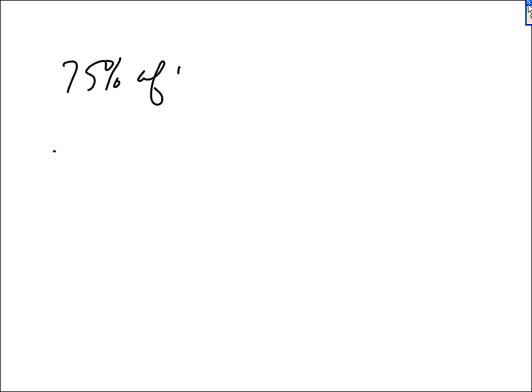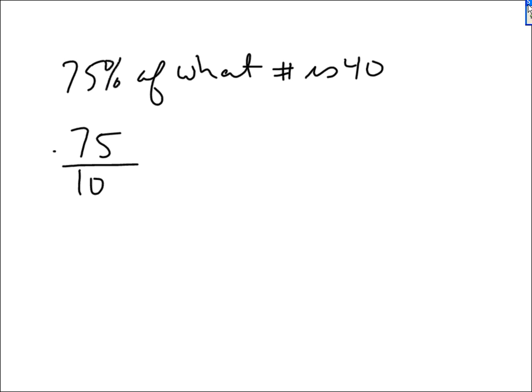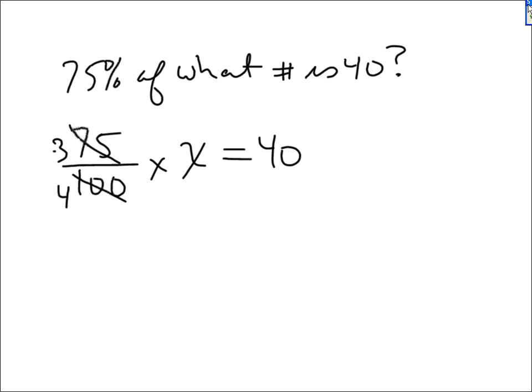75% of what number is 40? 75, what I just wrote means percent. 75% of what number is 40? And ignore the question mark. Well, 25 goes into both of these. 3 over 4. So you have 3 over 4 x is equal to 40.